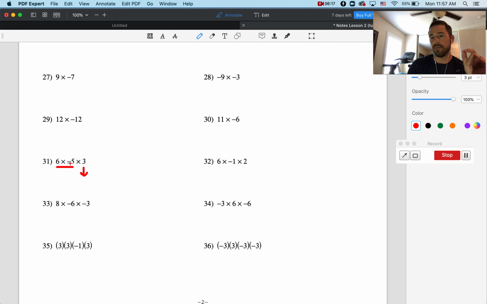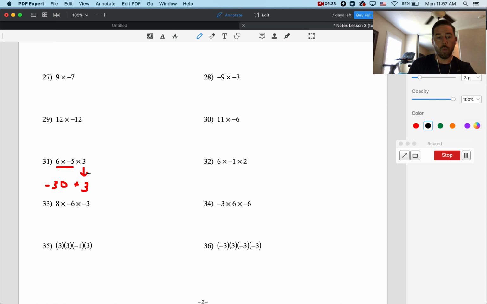6 and negative 5. Same sign or different? Different signs. So we're going to get a negative there. And 6 times 5 is 30. Then I drop this guy down times 3. Okay, then you just attack again.